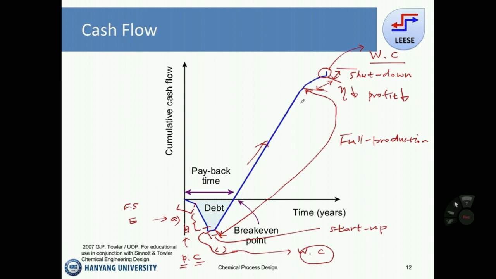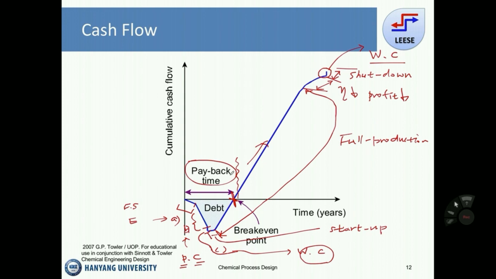So this is a very typical cash flow diagram. Until that moment, we do not have any positive cash flow, okay? So we have the negative cash flow until that moment. After that, we can recover the money and have the profit. That is defined as the payback time, okay? Then we have the profit after this moment.